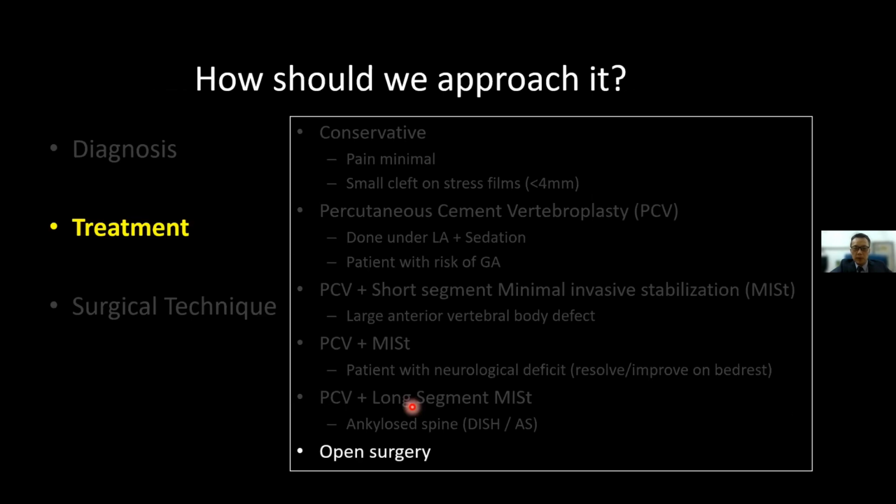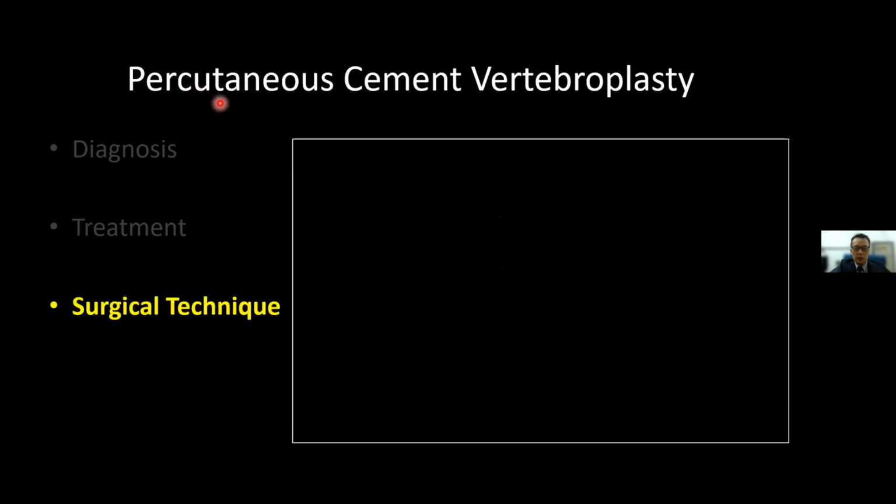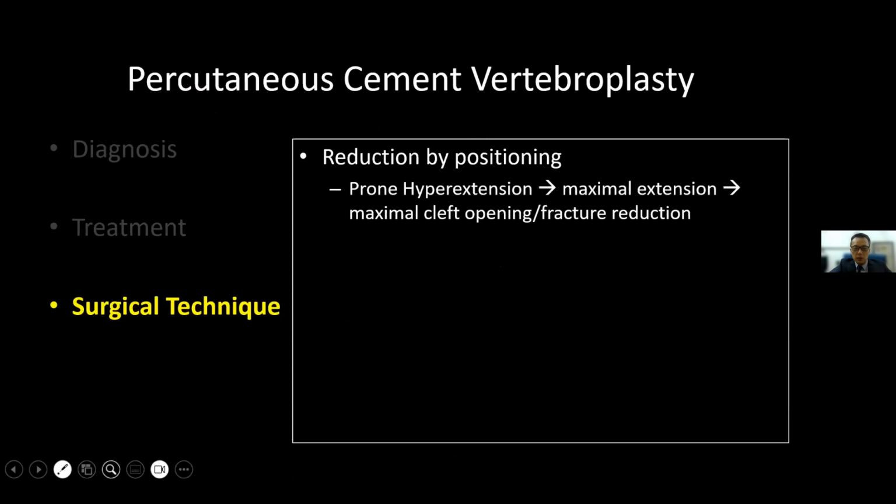Of course, open surgery can be done in certain situations, but in most cases in our center, we will perform minimally invasive surgery. So how do we do percutaneous cement vertebroplasty? The first step is to reduce the fracture by positioning. We put the patient prone, in maximal extension, to open up the cleft or the fracture.